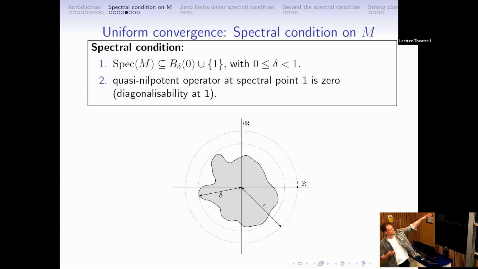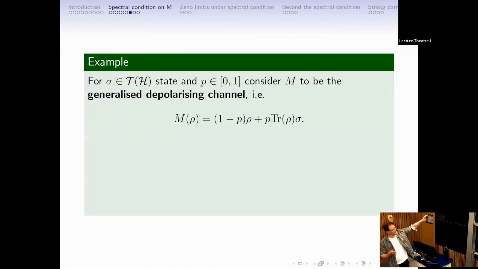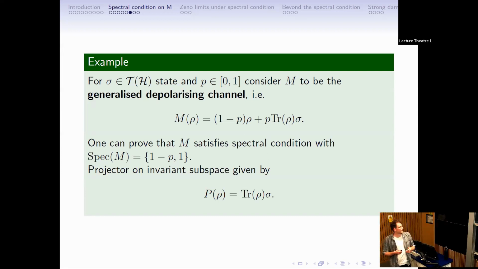Okay, first, the spectral condition. I have an example just to motivate this, because you could ask: in infinite dimensions, is there any channel which actually satisfies the spectral condition? At least we have this nice channel we always like to play with, the generalized depolarizing channel, with sigma being some other state. With probability 1 minus p, I don't do anything, it's just the identity channel. With probability p, I replace the input with the state sigma. Then it's very easy to see the spectrum is just 1 minus p and 1, and the projector onto the invariant subspace is this replacer channel.